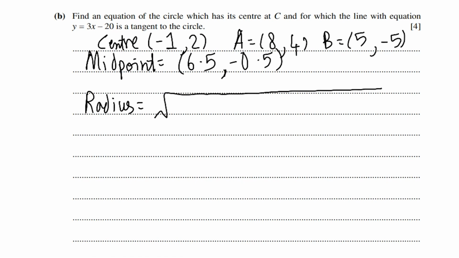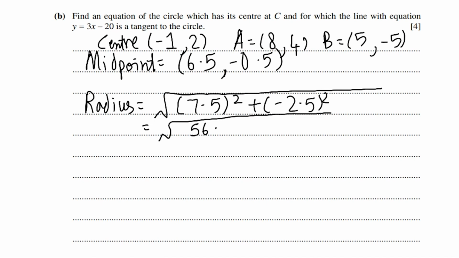Okay, so radius is under root (6.5 minus 1 is equal to 7.5) whole square plus (minus 0.5 minus 2 is minus 2.5) whole square. 7.5 squared is 56.25, plus minus 2.5 squared is 6.25. 6.25 plus 56.25 is 62.5. Under root 62.5. Our answer is under root 62.5.